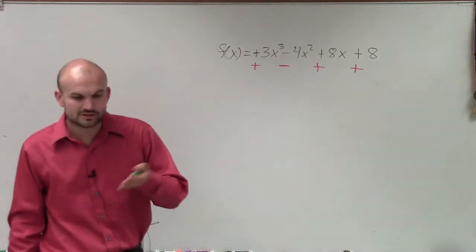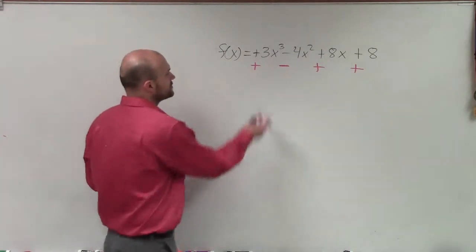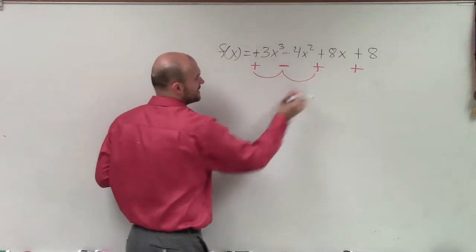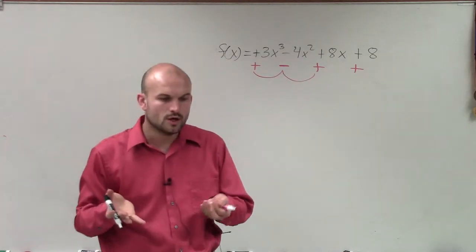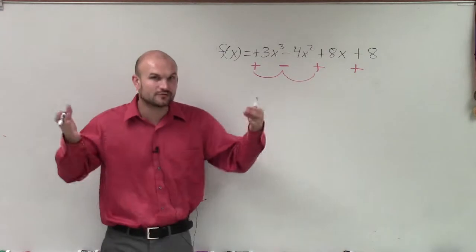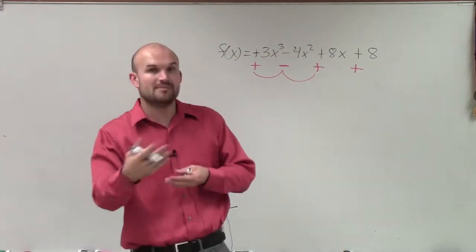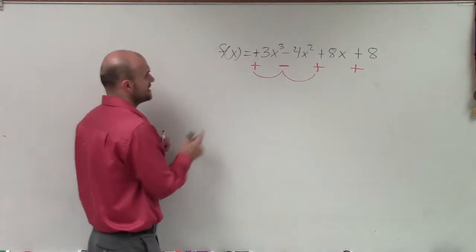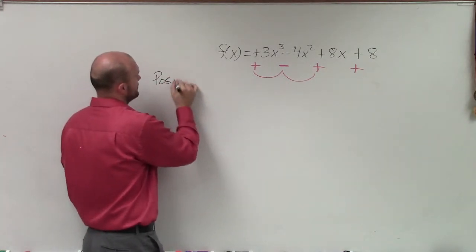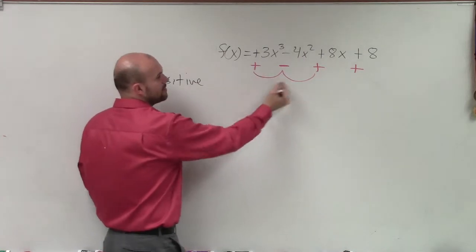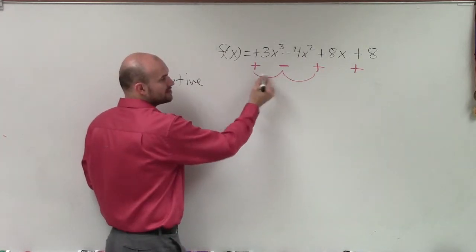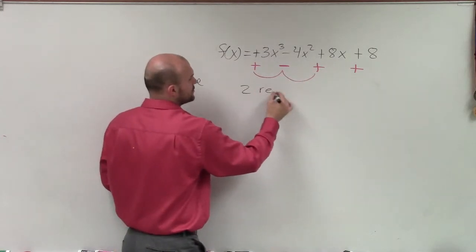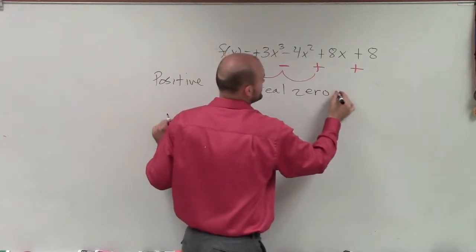So you can see between the terms of my monomials, I'm alternating between a positive and a negative, and then I go from a negative to a positive. So when determining the number of positive real zeros, because we've talked about imaginary zeros with i, and then real zeros, when looking at Descartes' rule of signs, the number of positive real zeros is going to be the number of interchanges we have. So we've had two alternating signs from positive, negative, negative, positive. Therefore, there's two real zeros.